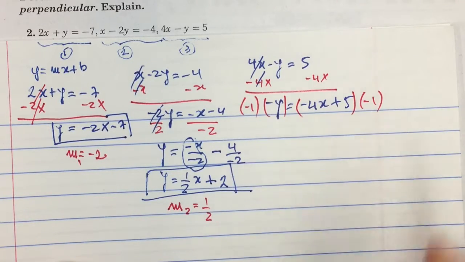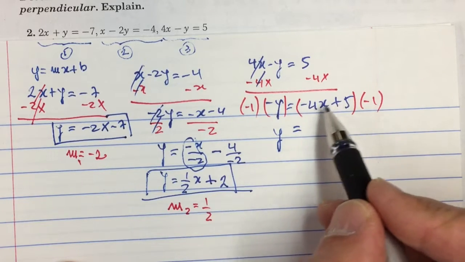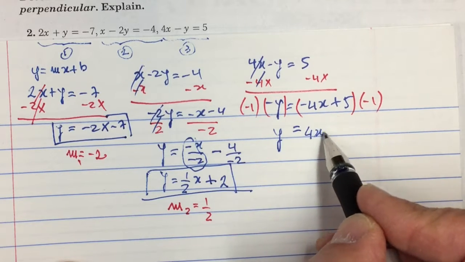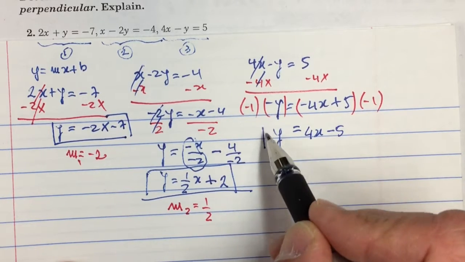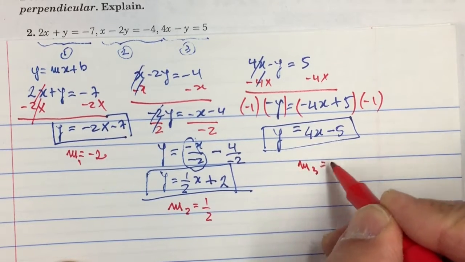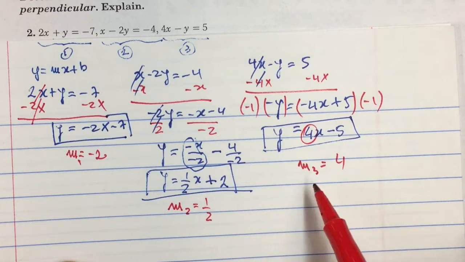What happens now? Negative 1 times this negative is positive y. Negative 1 times this is going to change the signs inside, meaning this changed to 4x, this changed to negative 5. And I have my last equation. My m3 is going to be, in this case, 4. So I have my 3 slopes here.